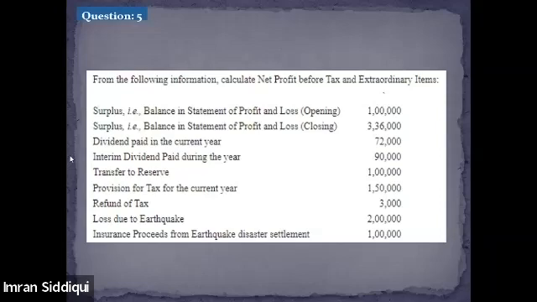Apart from this, there is one piece of information regarding the insurance proceeds from the earthquake. This is income, obviously, but it is not regular income. This is extraordinary income. We will be subtracting it. You understand that?